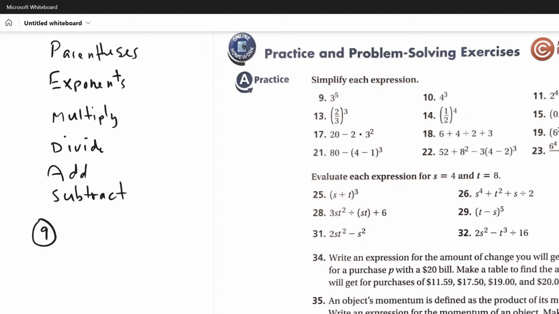So I think I'll just start with number 9. And number 9 says 3 to the 5th power. Well, the 5 is an exponent, and the 3 is called the base. And what this simply means is 3 times 3 times 3 times 3 times 3. Now, I'll contend that it actually means 1 times all that, but we don't need the 1.